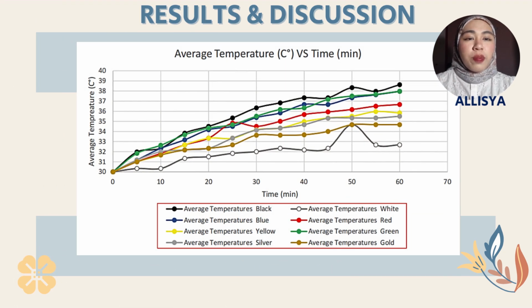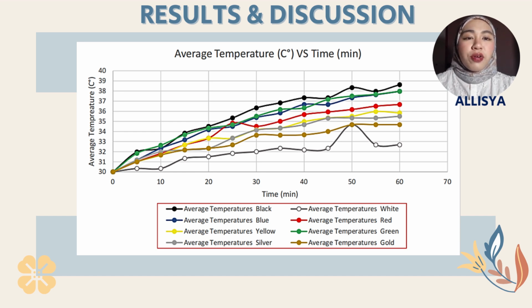In the second graph, it shows the average temperature of water inside each container with different surface colors over 60 minutes. For all colors, the temperature increases with time, showing that solar radiation is absorbed and converted into heat. The black container shows the highest temperature increase throughout the experiment, indicating the highest heat absorption. In contrast, the white container shows the lowest temperature increase, meaning it reflects most of the incoming solar radiation.